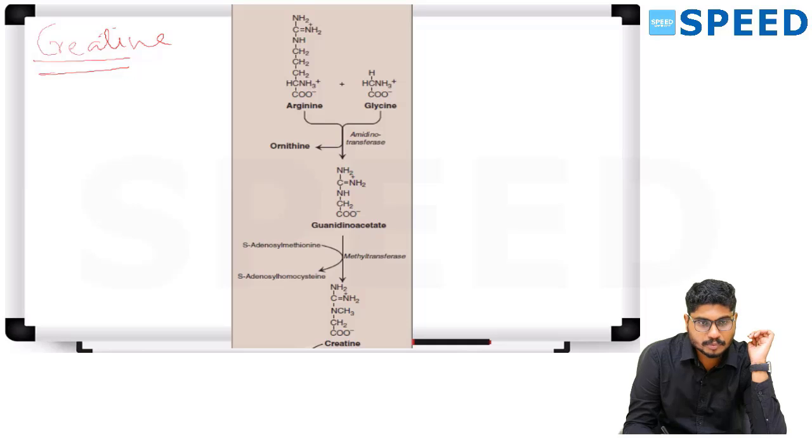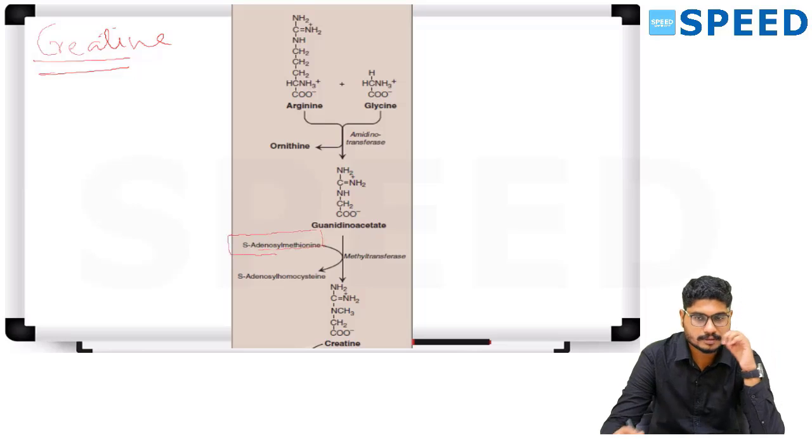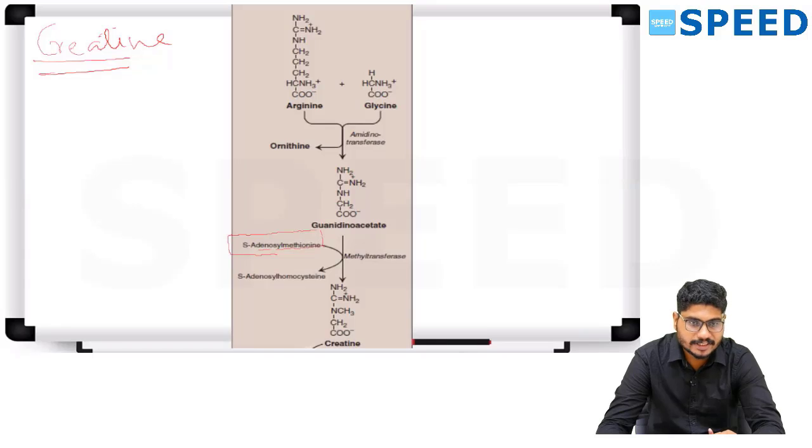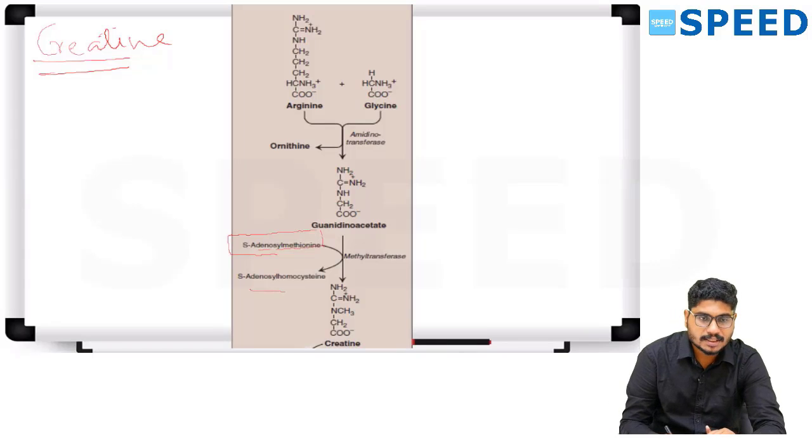Then this guanidoacetate receives a methyl group from S-adenosylmethionine. In our previous session we learned about the transmethylation reaction and the addition of methyl groups, how activated methionine can transfer its methyl group to a compound and itself get converted to S-adenosylhomocysteine. It's a typical example of that. So this guanidoacetate now accepts the methyl group and forms creatine.